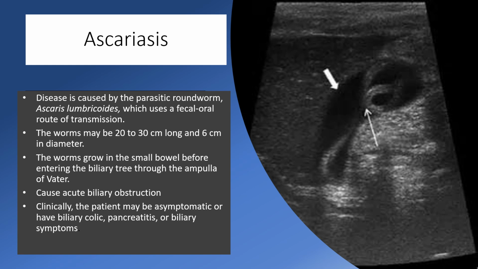Clinically, the patient can be asymptomatic, meaning they don't even notice that they're there until they start to cause problems. They can have biliary colic, which is one of the problems. Pancreatitis, they can irritate that pancreas and inflame it. Or they may have symptoms similar to cholelithiasis or acute cholecystitis. You will actually be able to see the worms in the gallbladder. You may also see a mobile tubular parallel structure in the duct if they're still stuck in the common bile duct.